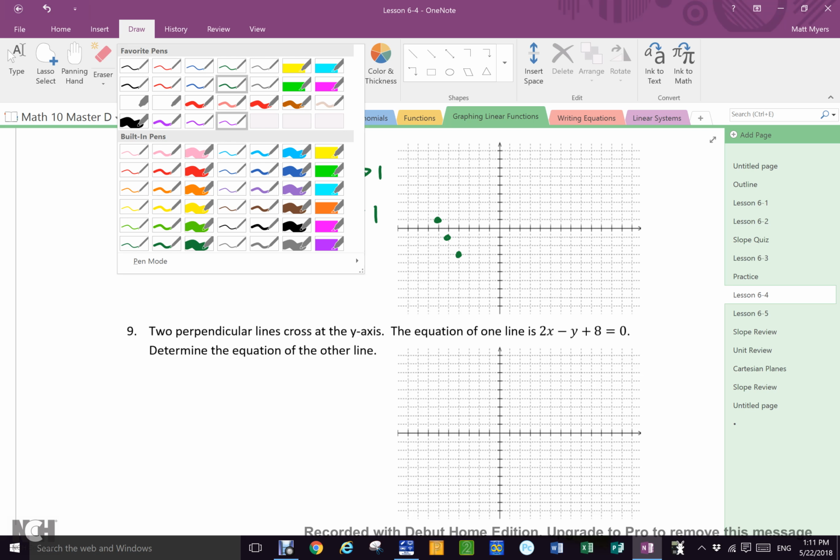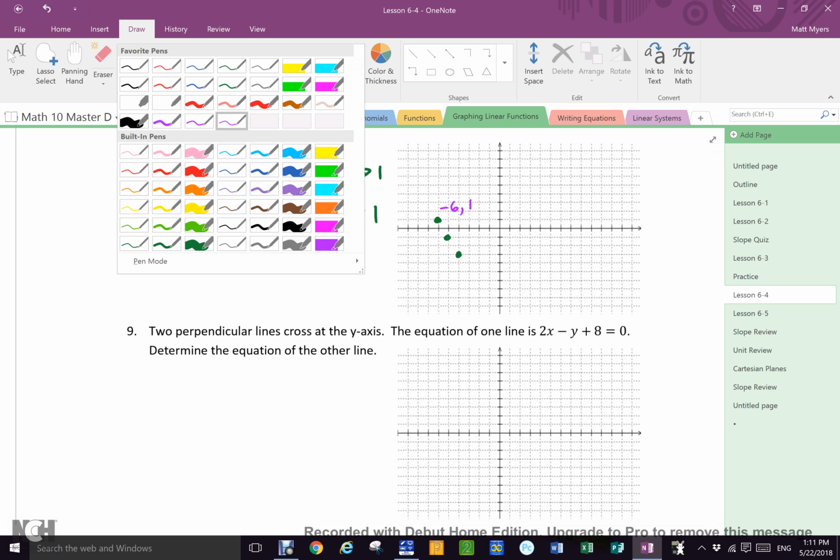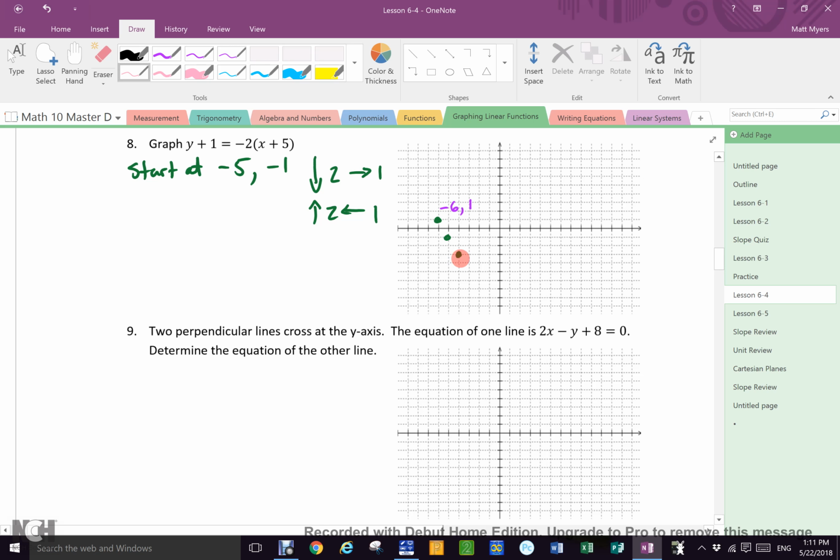I'll use purple and dusty rose again. What is this guy? -6, 1. And what's this guy? -4, -3, correct? So, in purple, what do I write? Remember, X's and Y's. So what do I write first?